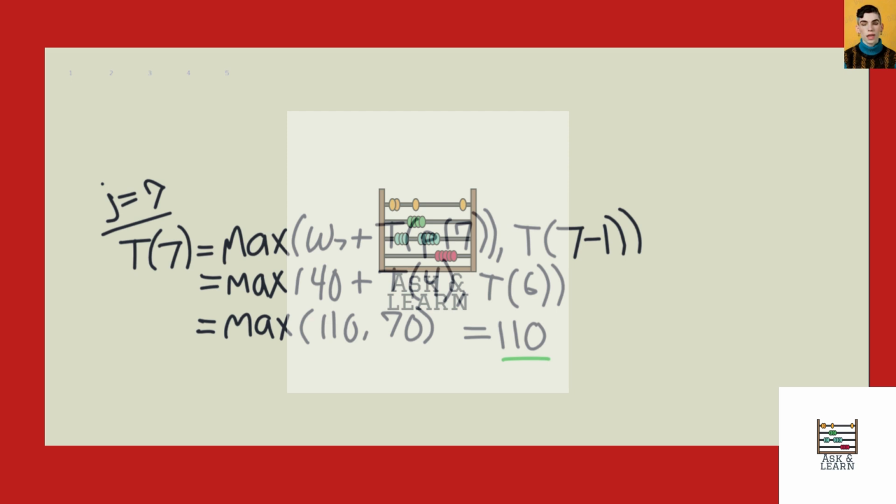Now, of course, this was just part A, but parts B, C, and D run the exact same way, just with different numbers for W1 through 7. So it should be easy to complete without a complete walkthrough.